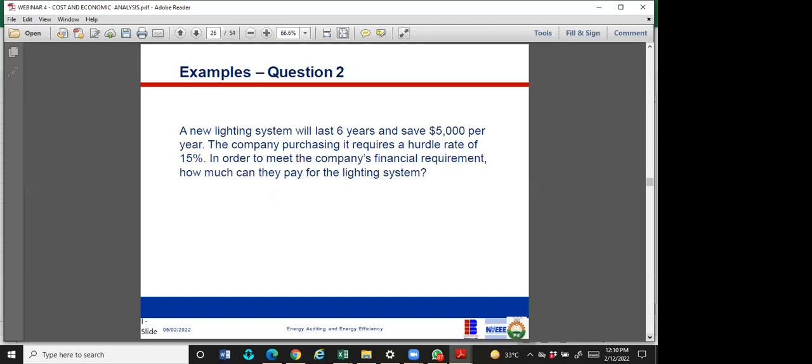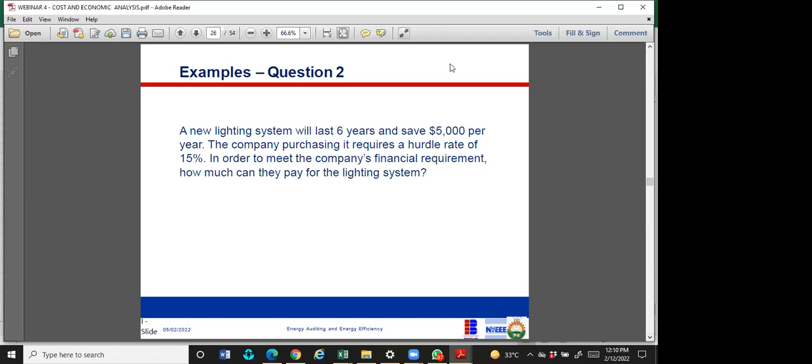I want us to digest this question. A company came and said, look, we can help you save 5,000 every year for 6 years, but we are borrowing money. The company says, any business I'm doing, I must make 15% profit. So the question now is, what is the maximum amount of money you can pay?